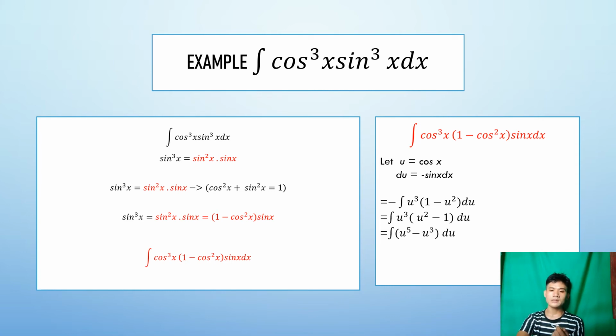So we came up with the integral of the quantity u to the power of 5 minus u to the power of 3 du, and as we integrate that, we came up with u to the power of 6 all over 6 minus u to the power of 4 all over 4 plus c. And since u has its value, which is cosine x, just simply substitute the value of cosine x to the variable u. So we came up with 1/6 cosine to the power of 6 x minus 1/4 cosine to the power of 4 x plus c.